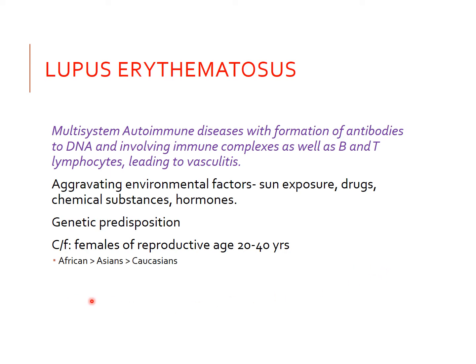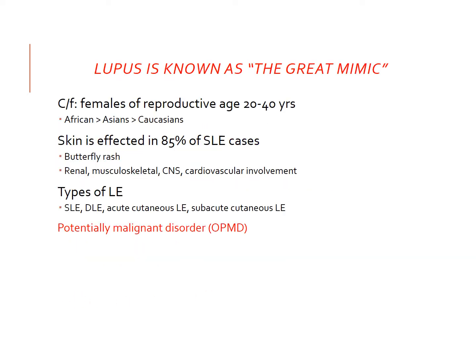African, the race is more affected than Asians and Caucasians. So lupus is also known as a great mimic because it tends to manifest features which could be similar to many other diseases. I've just covered this before. The skin is affected in 85% of cases, and the common manifestation is a butterfly rash. You could also have renal, musculoskeletal, CNS and cardiovascular involvement.